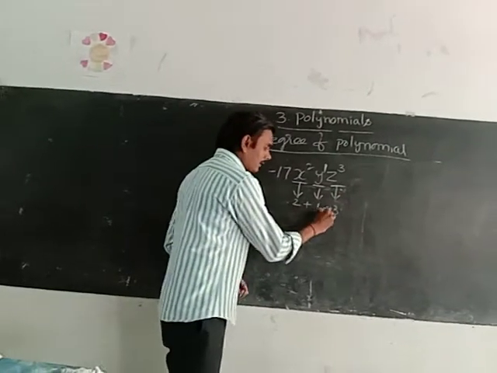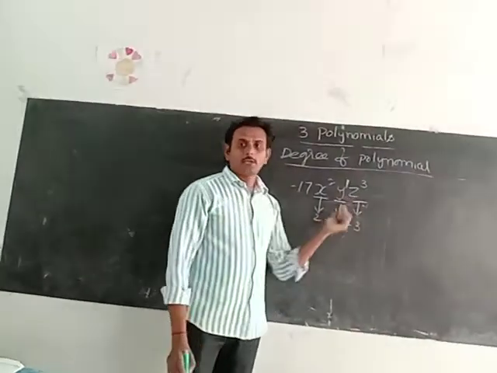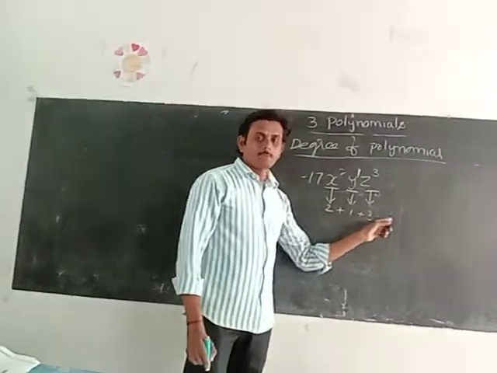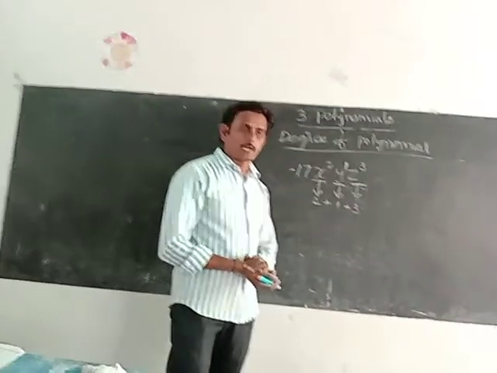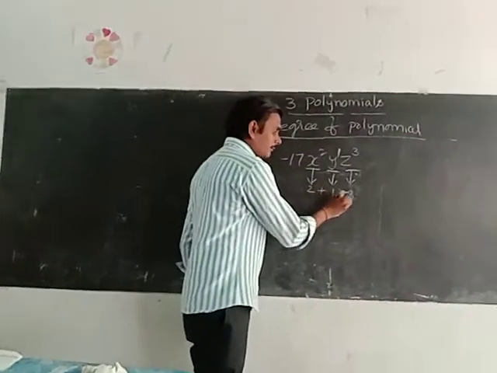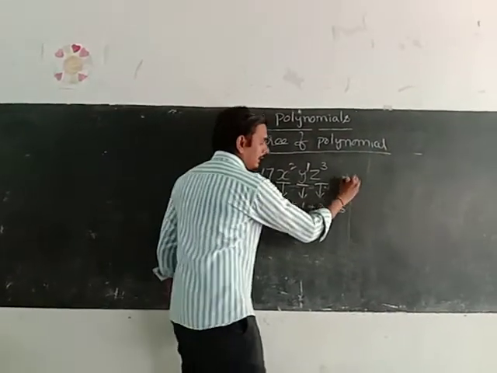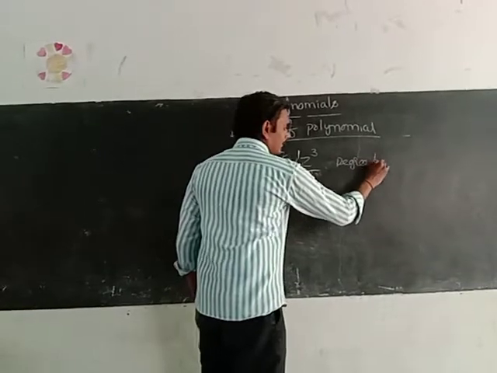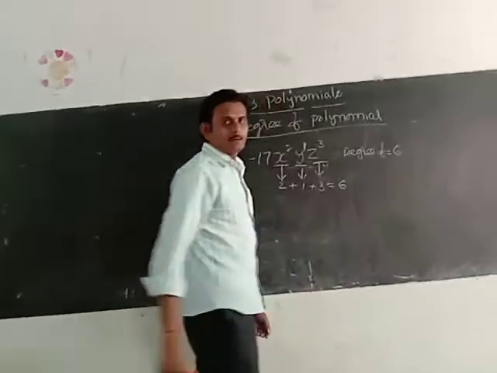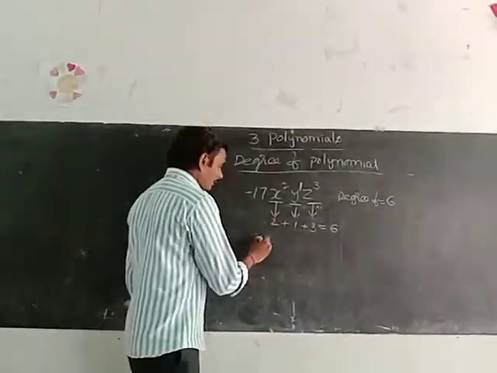Add these. Whenever you want to find out the degree of the term, add each power of the variable. By adding these, 2 plus 1 plus 3, how much is it? 6. Then immediately we can say the degree of this term is 6. One more example we will learn.